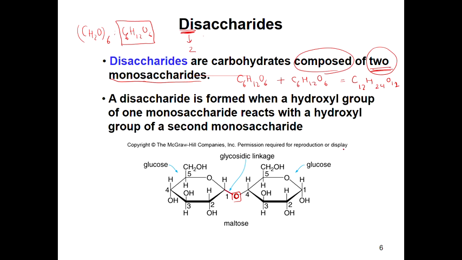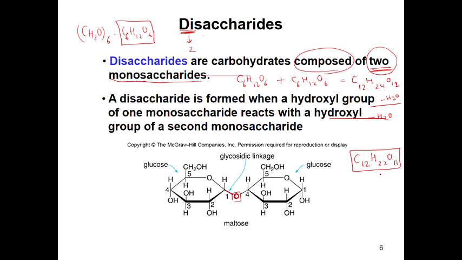But always, whenever we are going to connect monosaccharides, we make H2O. So you need to remove one H2O from this molecule. Let me write the formula. C12H22O11. So this is the formula of disaccharide after connection between these two monosaccharides.